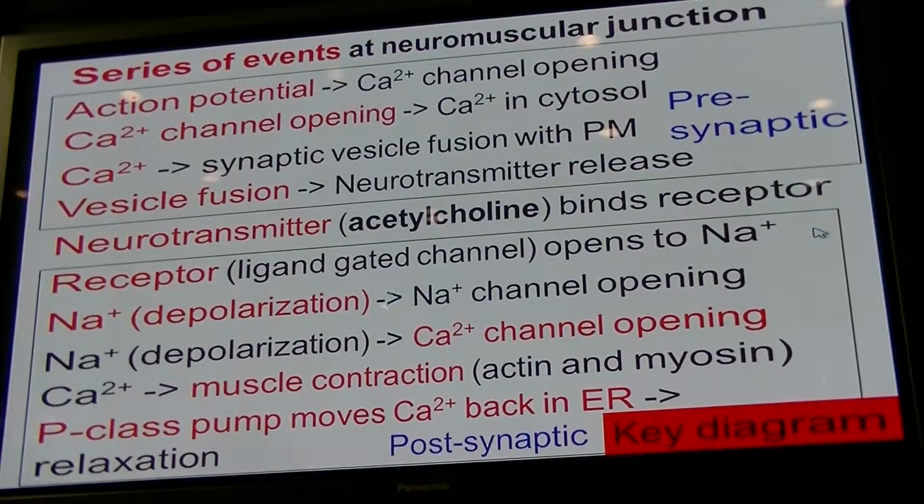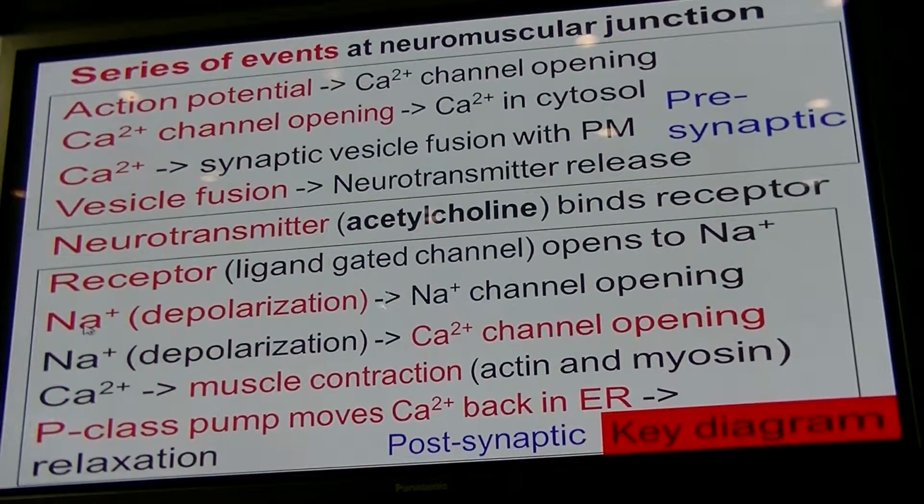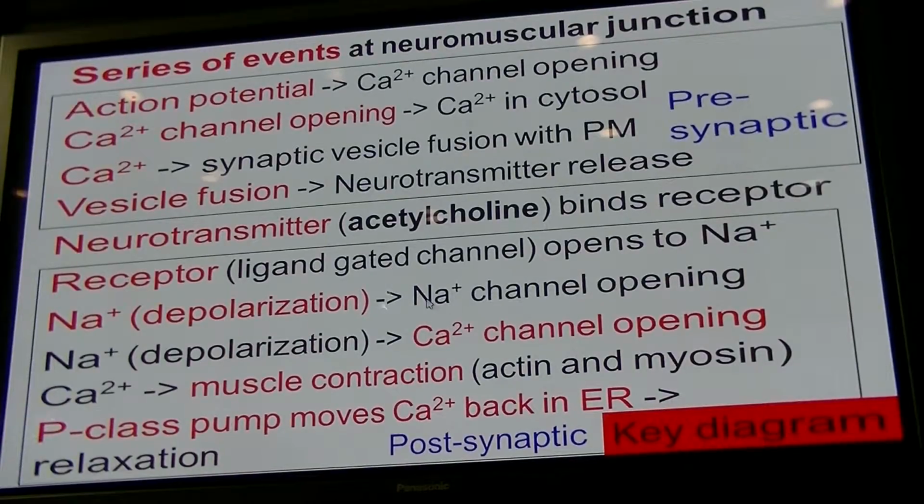Then we're in the receiving cell, now we're postsynaptic. So postsynaptic, the receptor is hit by the neurotransmitter. The neurotransmitter is the ligand, and that ligand-gated channel, that's a receptor, opens now to sodium. Sodium flow leads to depolarization, that leads to voltage-gated sodium channel opening. So there's voltage-gated here. I ran out of space. I'm going to keep it large.